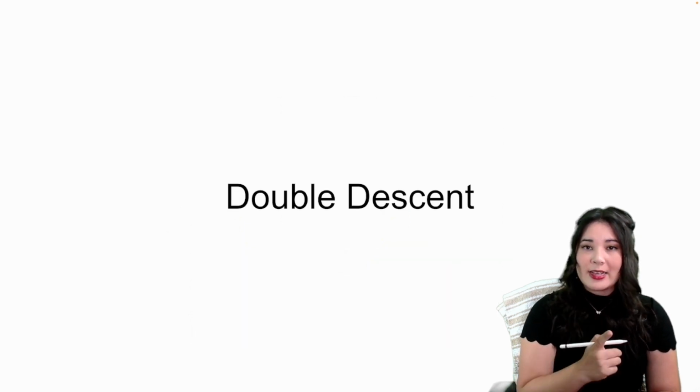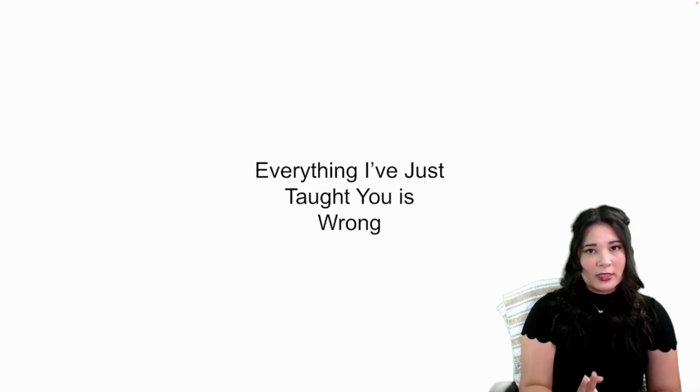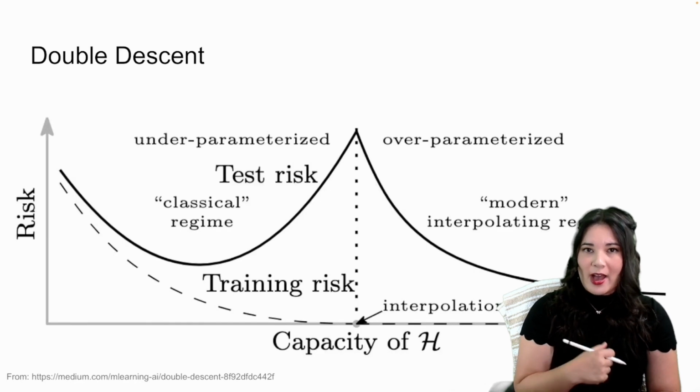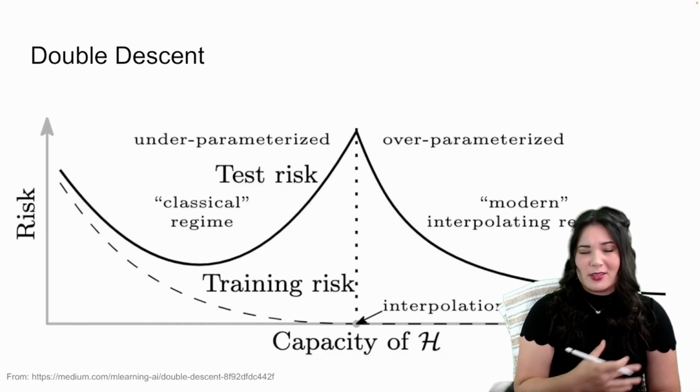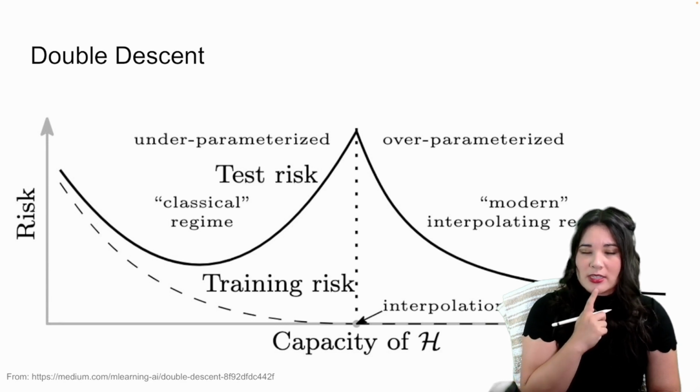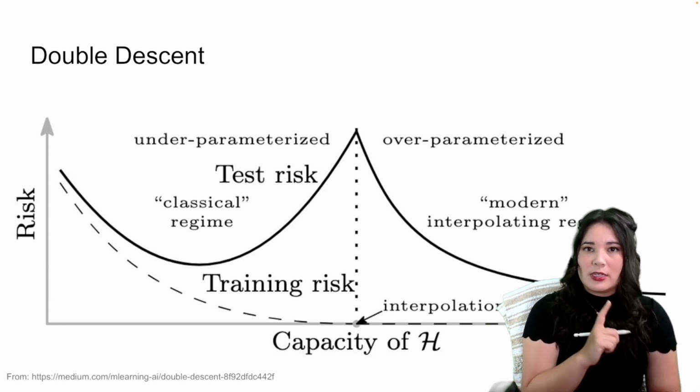All right, last thing we're going to talk about is something called double descent. So unfortunately, it turns out that everything I've taught you is completely wrong. When we have really complicated models, for instance, splines or deep learning where this occurs a lot, we actually see a phenomenon called double descent.